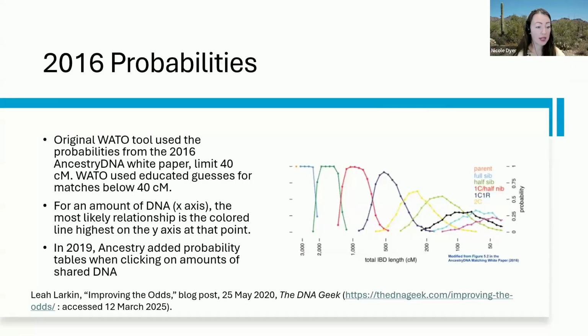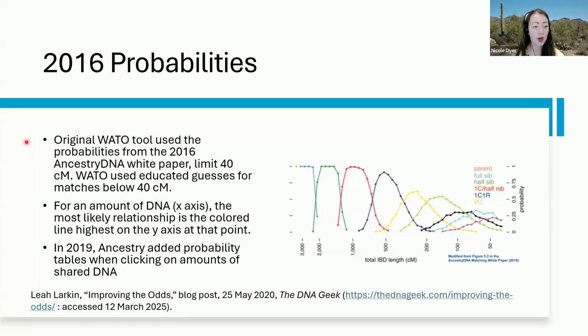Leah Larkin has several blog posts at her website, The DNA Geek, where she goes into all of the science and the math behind the probabilities. She explains this, so I'm drawing this information from her explanations. If you're interested in learning more, definitely go to her blog post called Improving the Odds. This blog post is where she talks about the original probabilities and then the updated probabilities.